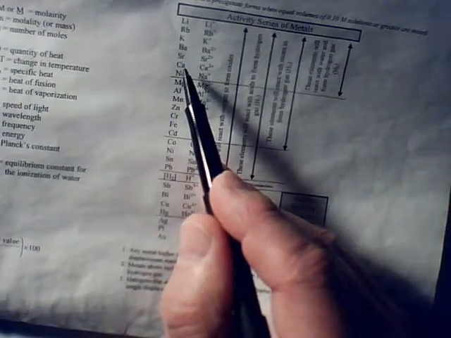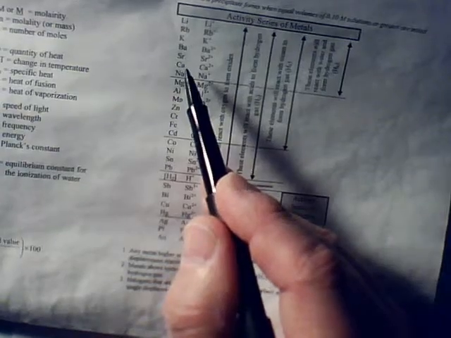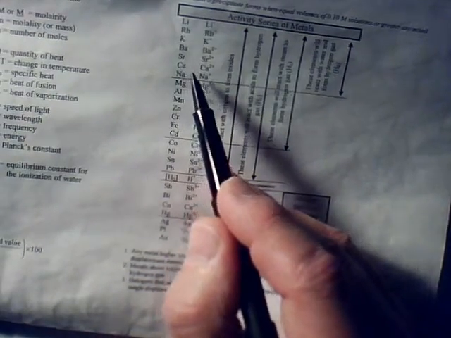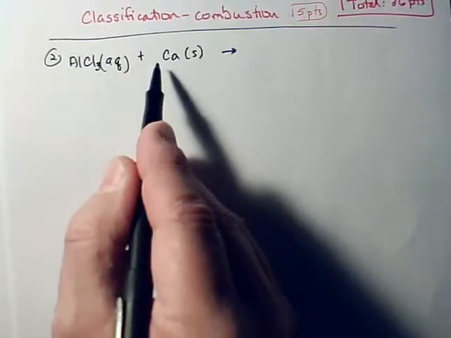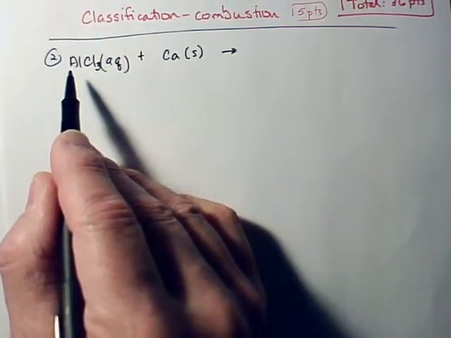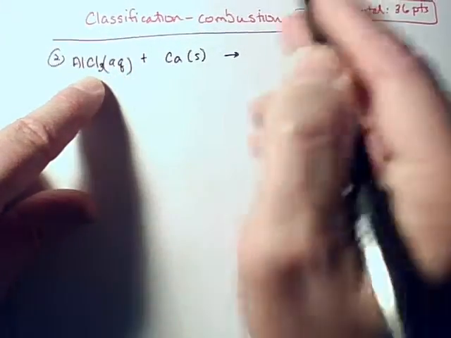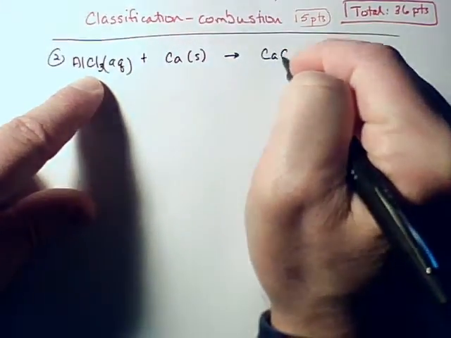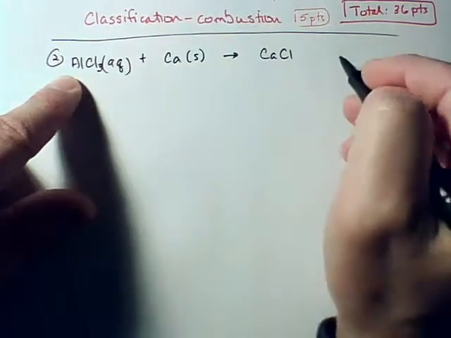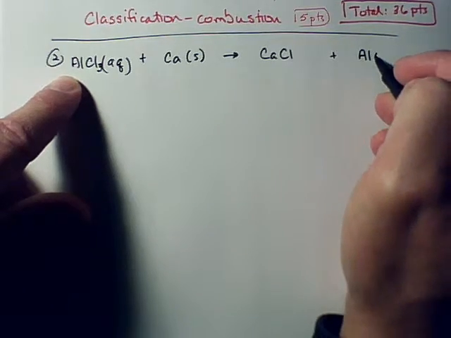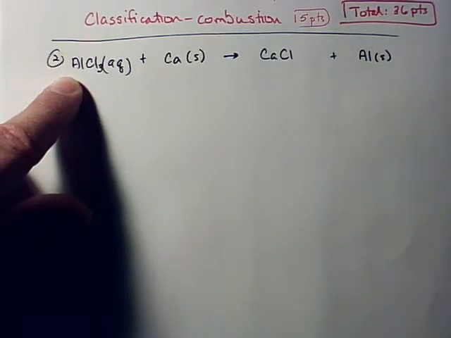So if you look at the activity series, here's aluminum and here's calcium. Calcium is more active because on the activity series it's higher. Calcium is more active than aluminum, so calcium will displace the aluminum. Okay? Therefore, the calcium is going to join up with the chlorine, and the aluminum is going to be by itself.